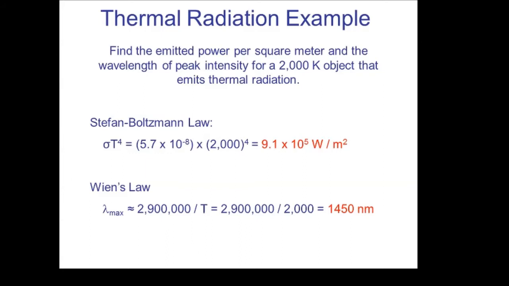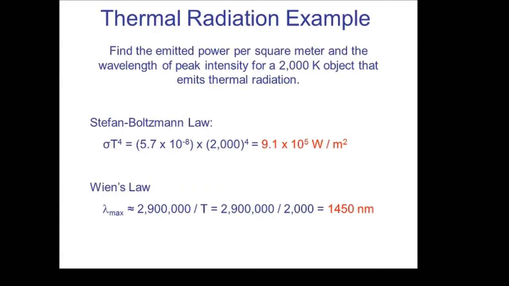For the Stefan-Boltzmann law, it's sigma, which is always this number here, 5.7 times 10 to the minus 8, times the temperature to the fourth power. So it's 2,000 to the fourth power. You plug it all into your calculator, and that gives us 9.1 times 10 to the 5 watts per square meter. Almost 1,000,000 watts for every square meter of surface. That's telling us what the intensity of light is, how luminous the object is.